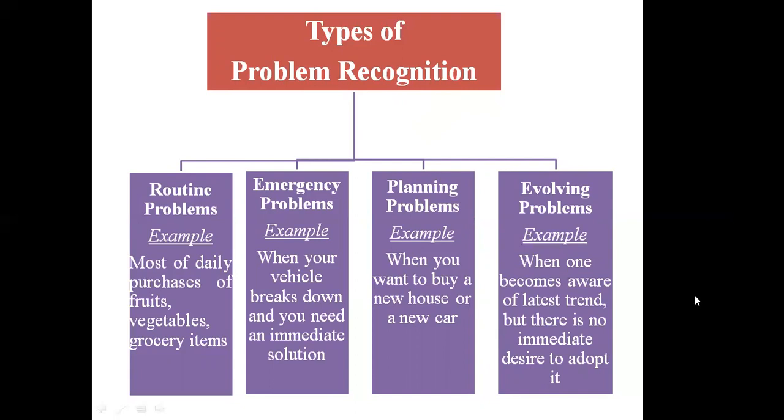And the last one is evolving problems. This can be explained by taking the example of the latest fashion trend. For example, when there is a change in fashion trend and the consumer is aware of it, but there is no immediate desire to adopt this trend. So this is the example for evolving problems. So these are the four types of problems or needs which initiate the consumer buying process.